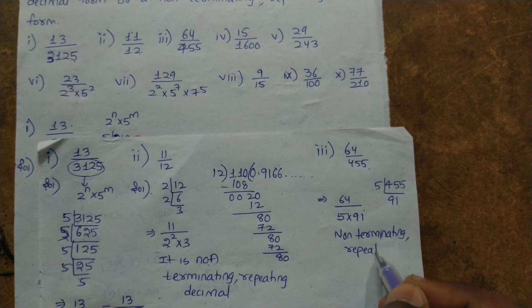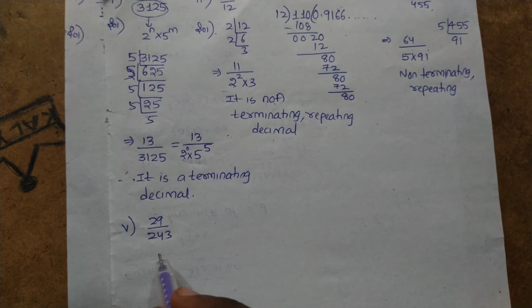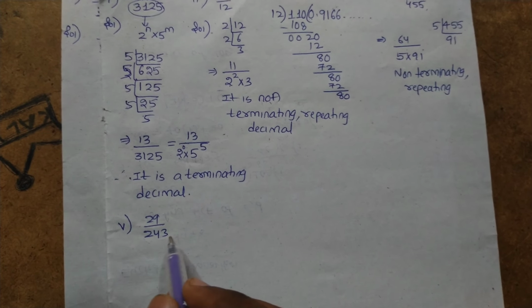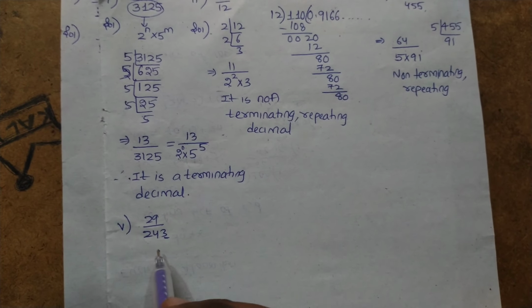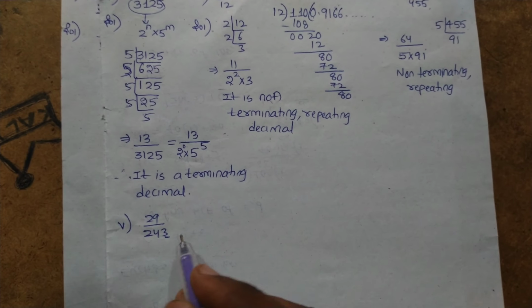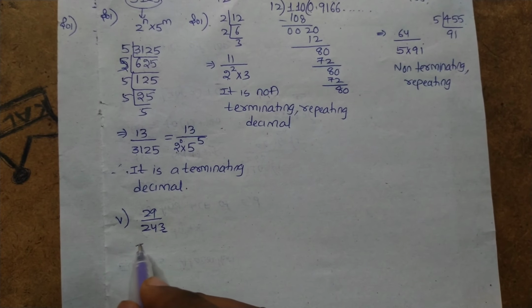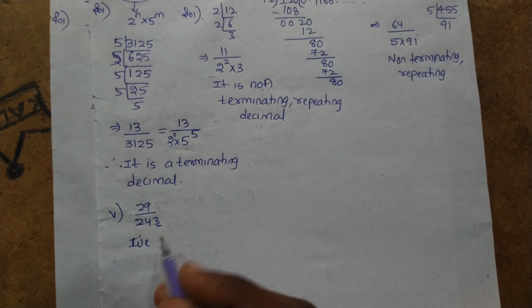Okay, so fifth one you see, fifth one they have given 290 by 243. So 243, can we write 243 in terms of 2 multiples or 5 multiples? No, right? We cannot write in terms of 2 multiples or 5 multiples, because here 3 is there. In 5 table it will not divide, in 2 table also it will not divide. So simply you can write directly that we can't write.